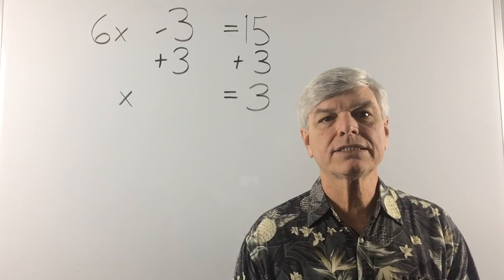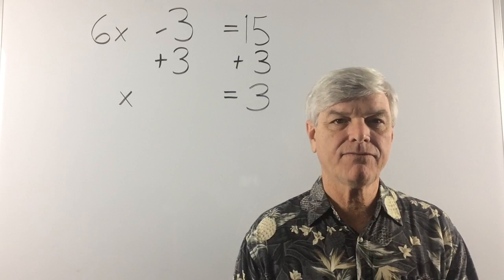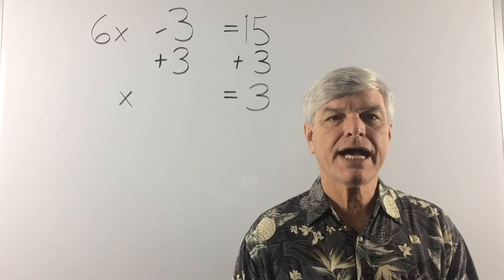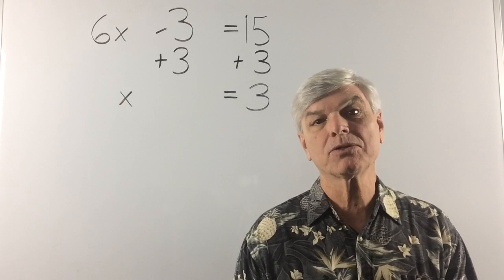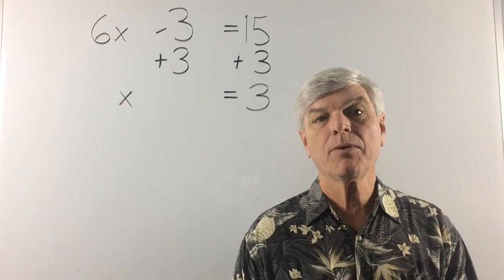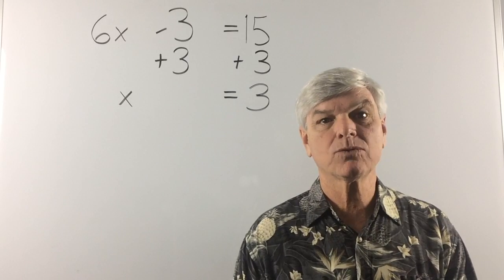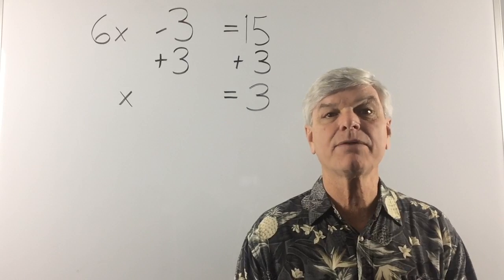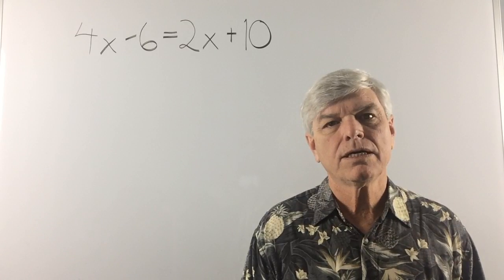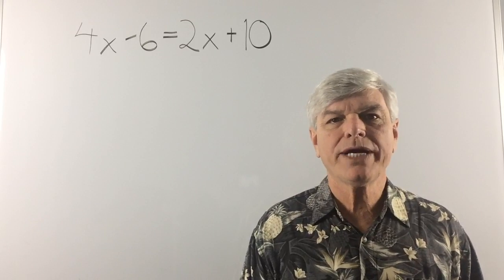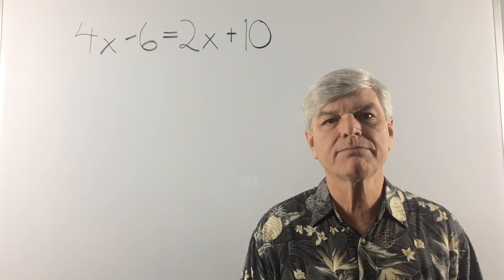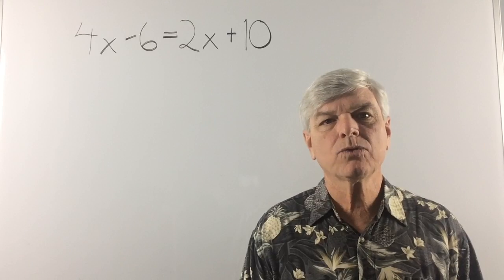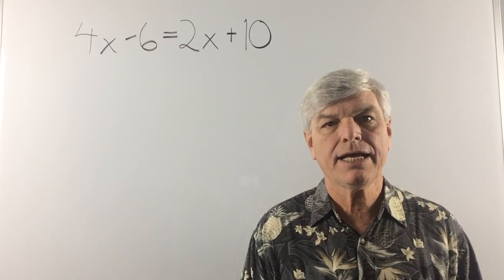Now let's try something that we haven't done before. We're going to have variables on both sides of the equal sign. Now we've had units on both sides of the equal sign, but we haven't had variables on both sides of the equal sign. But we're going to see that we handle it the same way. So like I promised you, we have variables on both sides of the equal sign. We have 4x minus 6 equals 2x plus 10.